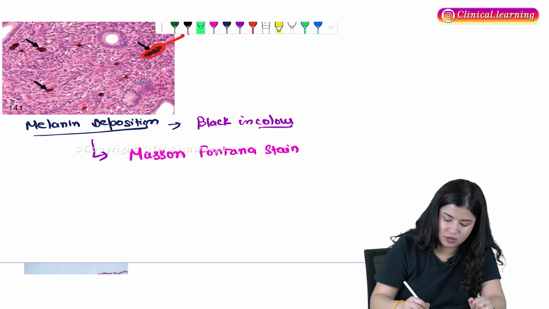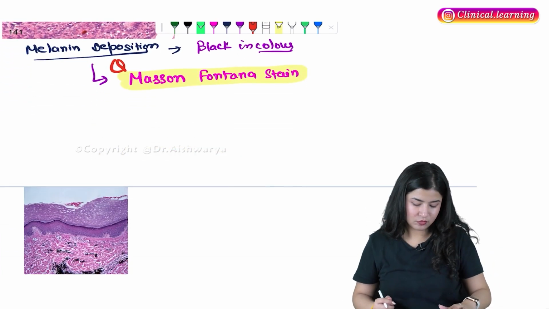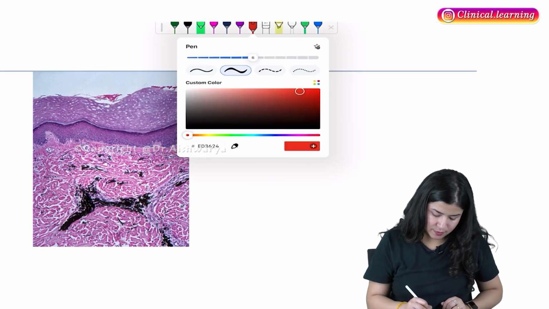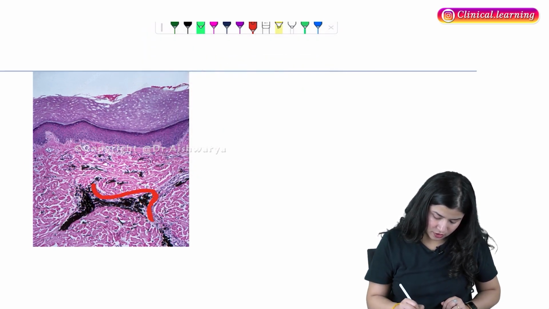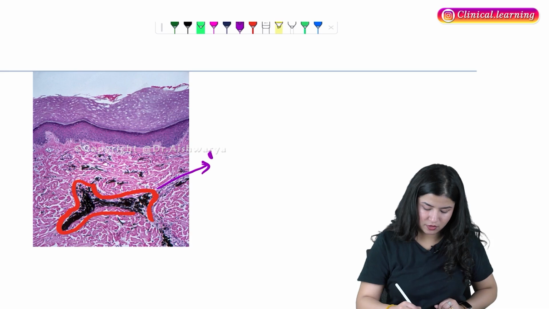Okay. Just remember the stain, Masson-Fontana stain. Now see here. Can you clearly appreciate these black color deposits? These are nothing but the melanin. This is what? Melanin.